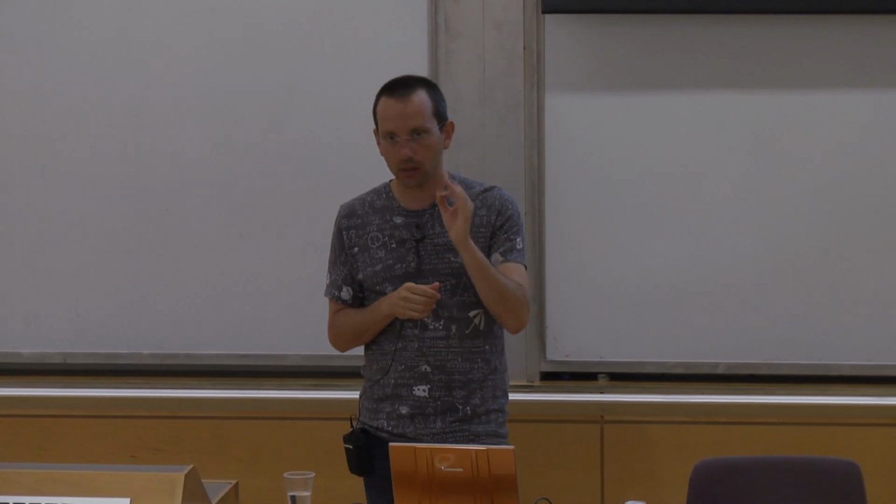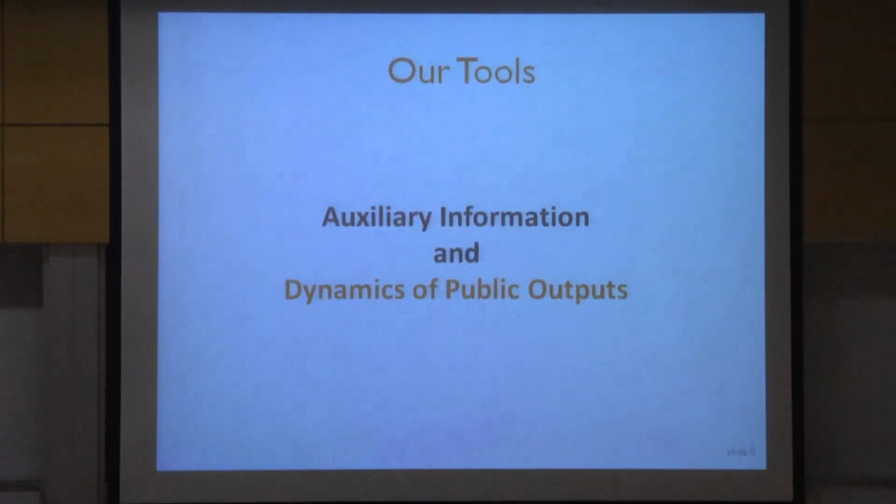All right. So as always, we're going to use auxiliary information. That is, I need to know something about a person in order to infer what they did, and the dynamics of public output. So again, it's the dynamics. It's the temporal changes that are going to help.